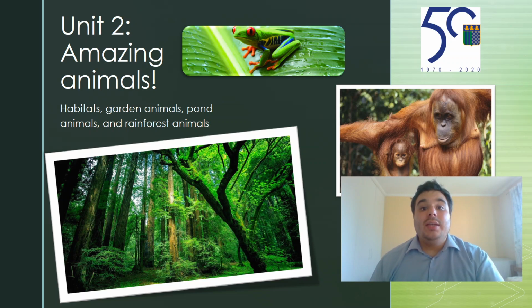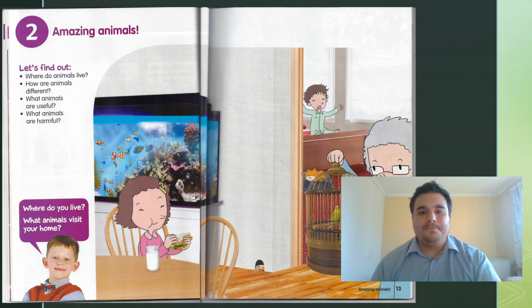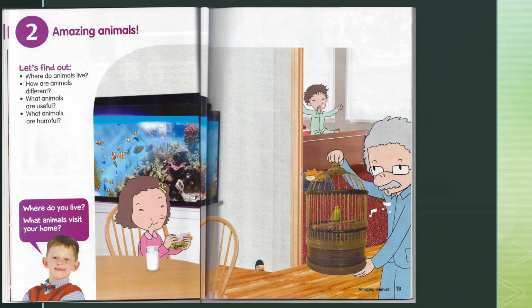Alright, now I'm going to ask you to open your My Polls Are Here 2A on page 12 and 13, please. Okay? So, what can you see in this picture? There are some animals. There are our characters. What are they doing? What else can you think?